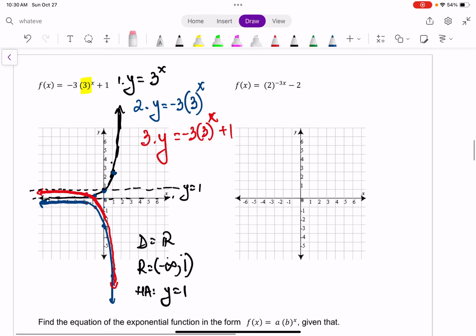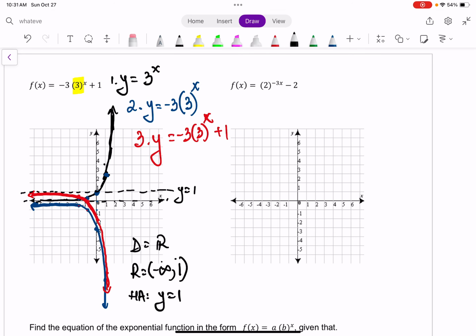Okay, this one's going to be tricky because of that -3x exponent. So here it is. I'm first starting with y equals 2 to the x, right? So our base is 2. This is our basic function, 2 to the x. Well, we've graphed that a few times. 2 to the 0 is 1. 2 to the 1 is 2. 2 squared is 4. 2 to the third is 8. 2 to the -1 is a half. 2 to the -2 is a quarter, and so on we go.